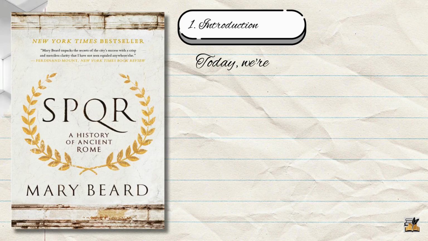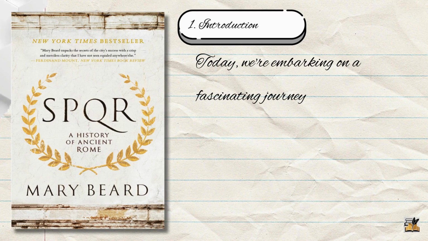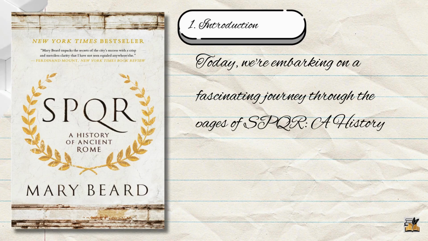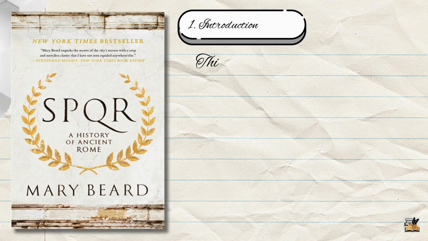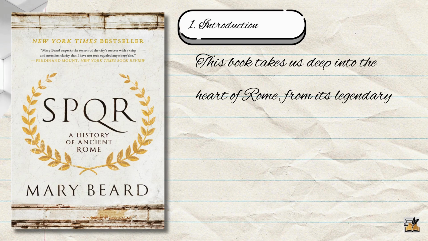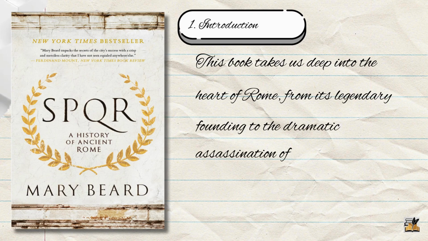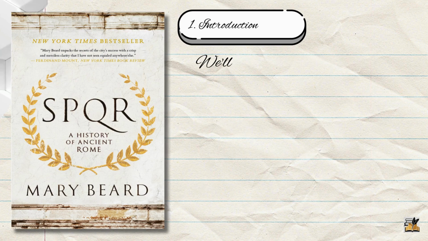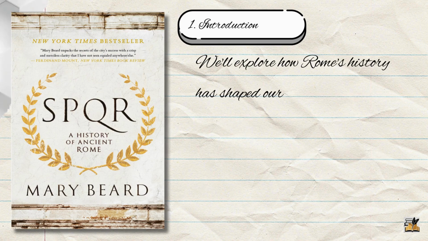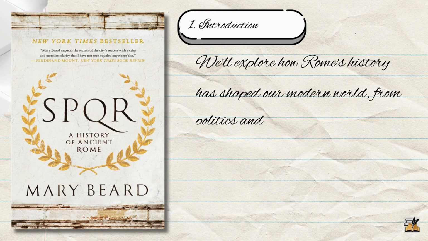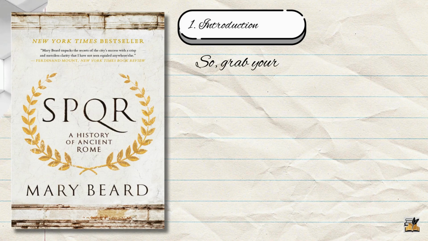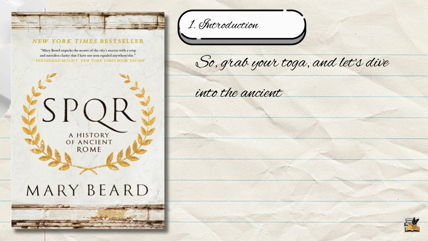Today we're embarking on a fascinating journey through the pages of SPQR, A History of Ancient Rome by Mary Beard. This book takes us deep into the heart of Rome, from its legendary founding to the dramatic assassination of Julius Caesar and beyond. We'll explore how Rome's history has shaped our modern world, from politics and culture to language and law. So grab your toga and let's dive into the ancient world of Rome together.